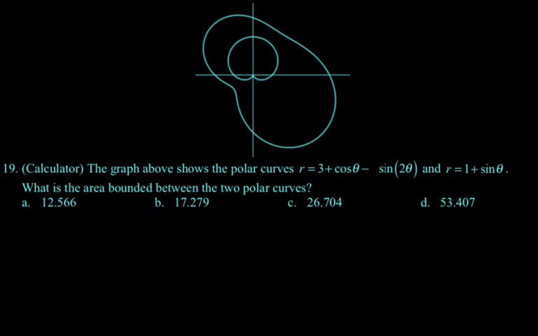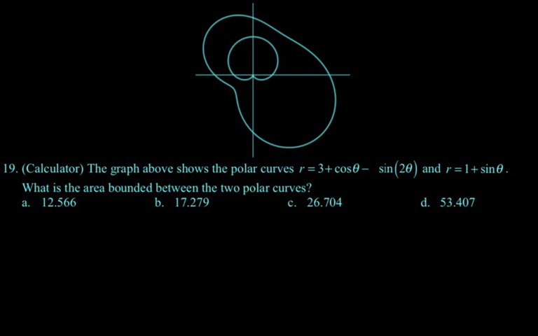The graph above shows the polar curves r = 3 + cosine theta - sine of 2 theta, and r = 1 + sine of theta. What is the area bounded? So again, you'd need to figure out which is which. But in this case, I know what 1 plus sine of theta looks like, and it's the tiny one. It's probably the smaller one anyway, because the first equation has a lot going on, so it probably gets farther from the origin at various times.